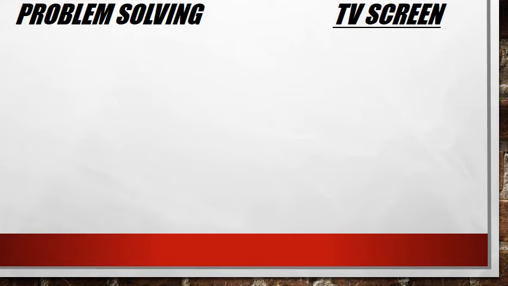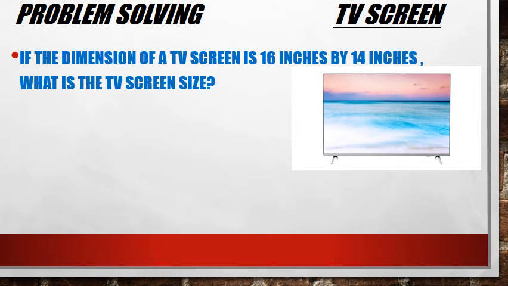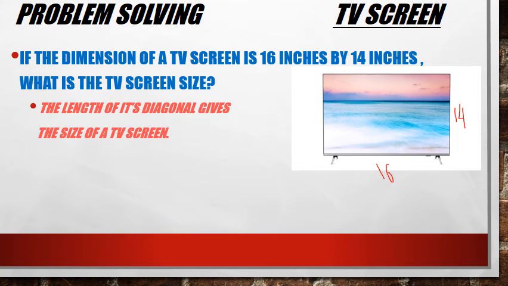Okay, this is a problem solving: the TV screen. What does this mean? All of us have TV screens at our homes. How do we find the size of the TV screen in your home? If the dimensions of a TV screen are 16 inches by 14 inches, let this be 16 and let this be 14. What is the TV screen size? The length of its diagonal gives the size of a TV screen. What is the diagonal? If you connect from this point to this point, this is the diagonal.